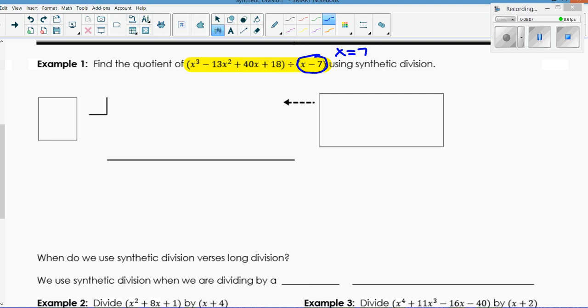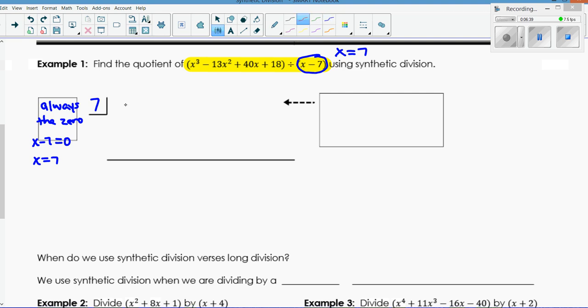Okay? So, whatever my 0 is, or in terms of what I'm dividing by, I write a 7 here. This number right here will always be the 0. It's coming from x minus 7 equals 0, so x equals 7.